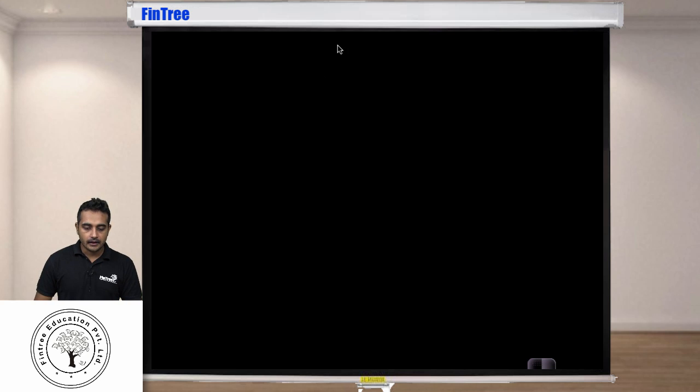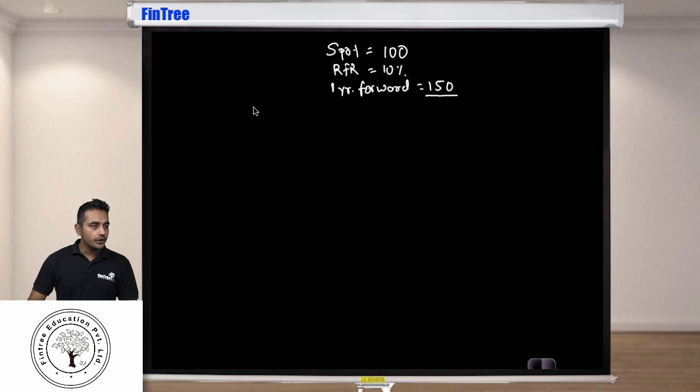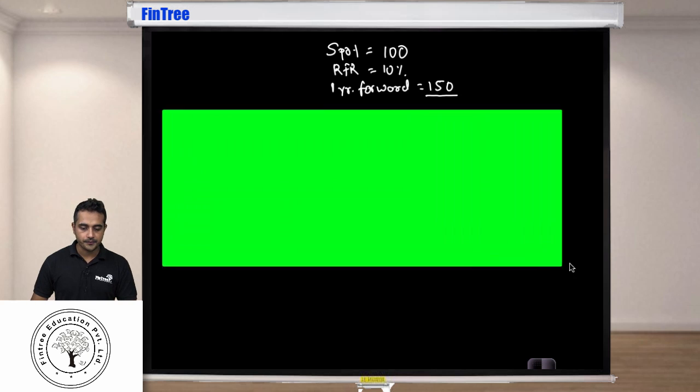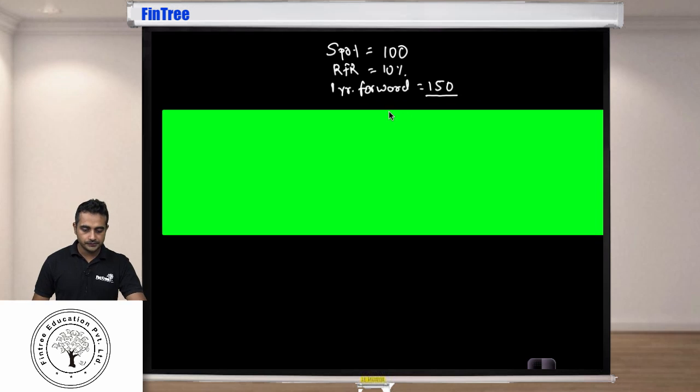So let's say the spot price of a particular asset is 100. Let's say current risk-free rate is 10%. And we are looking at a 1-year forward which is available at the price of 150. So I want you to use some logic, make reasonable assumptions, and tell me if you can exploit some arbitrage out of this transaction. Can we exploit some arbitrage out of this transaction? Yes? How can we do it?